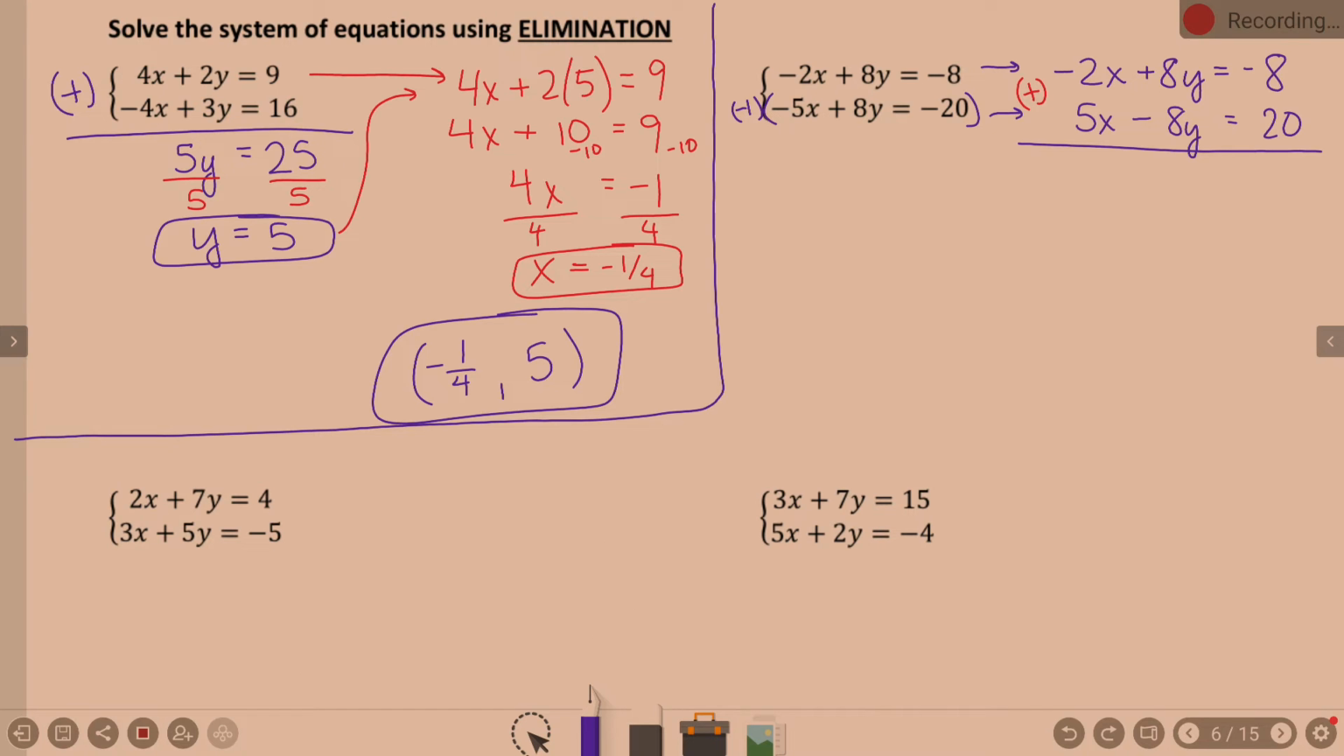What is -2x plus 5x? 3x. 8y plus -8y. That's 0. You can write it down, or I just leave it out. Carry down my equal sign. -8 plus 12.